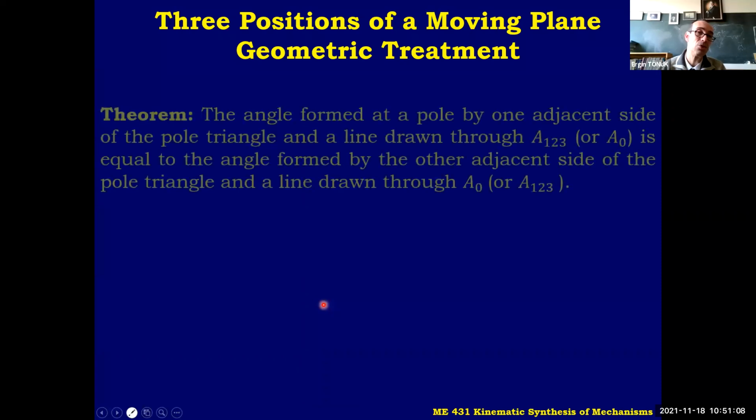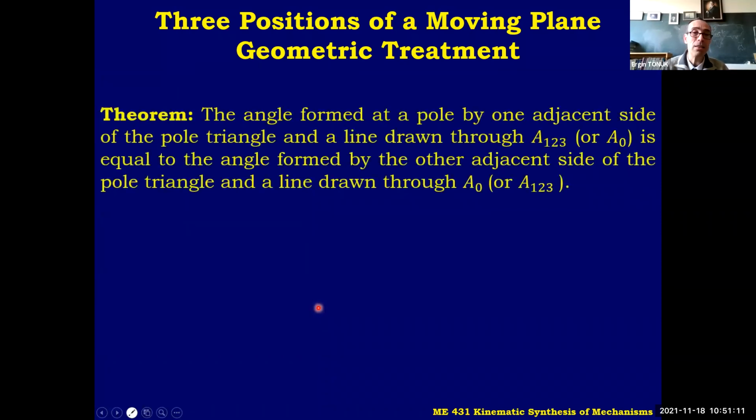There is another geometric theorem. It says the angle formed at a pole by one adjacent side of the pole triangle and a line drawn through the base point is equal to the angle formed by the other adjacent side of the pole triangle and a line drawn through the fixed pivot. And actually, they are interchangeable. So if this is not the ground point, but the fixed pivot, this becomes the ground point, okay? So the theorem works in two sides. And let me show how this can be done.